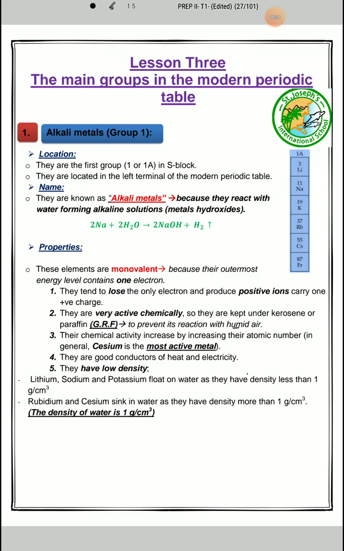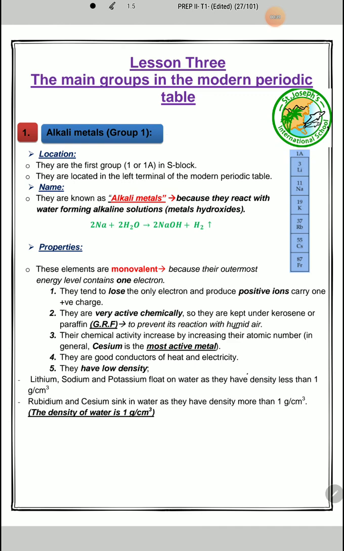احنا اتكلمنا المرة اللي فاتت في الليسنز اللي فاتت in the MPT, or in the modern periodic table, we have 18 vertical groups and 7 horizontal periods. النهارده هننقي بعض الجروبس كده, the main groups in the modern periodic table, ونتكلم عنهم.